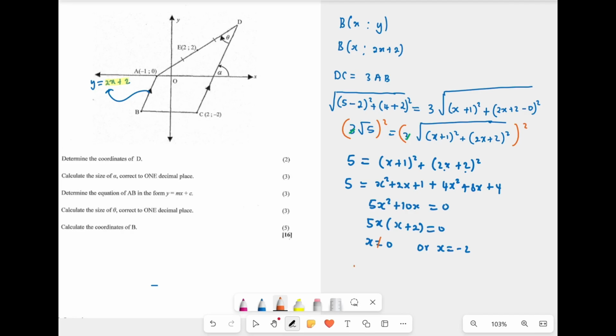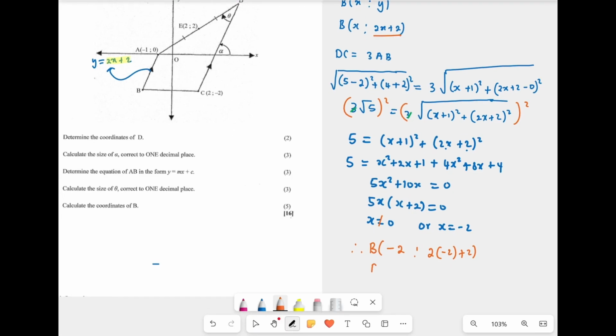So the coordinates of B are, our x is minus 2, and then our y, remember our y is 2x + 2. So it will be 2 into minus 2, and then plus 2. That means our B is minus 2, and this will also give us minus 2. So the coordinates of B are (-2, -2). And then we are done with this question. Let me move to the next one.